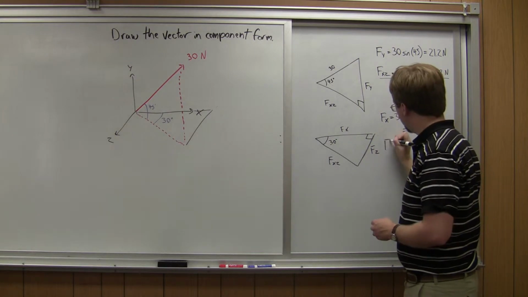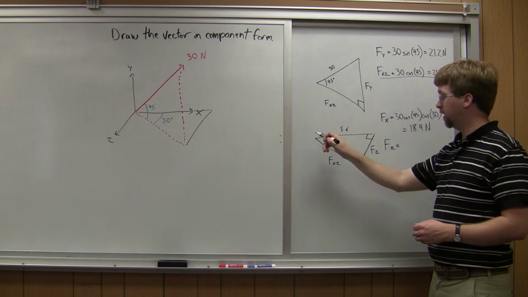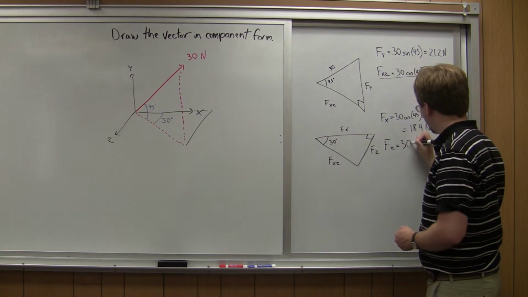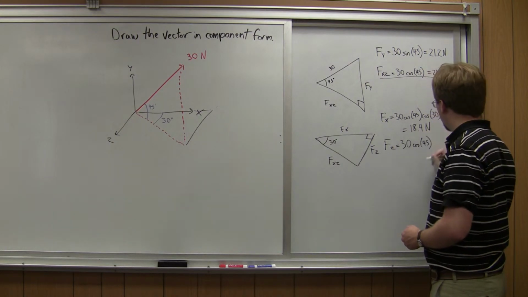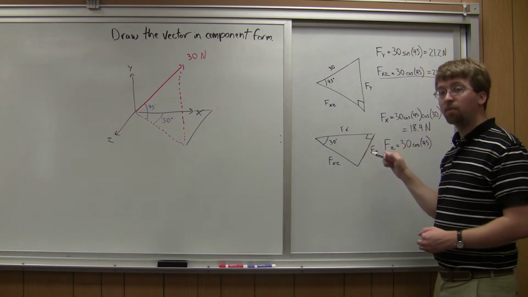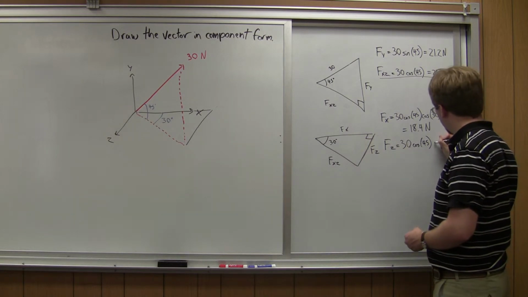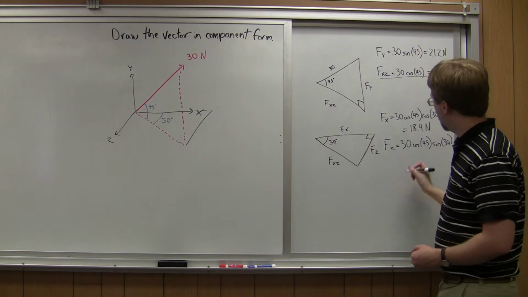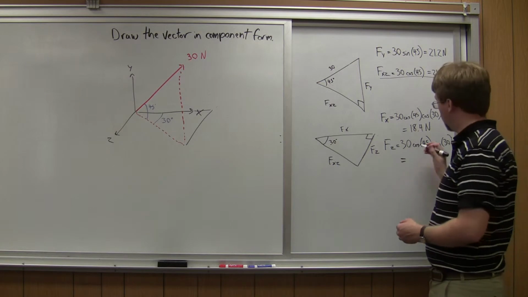And Fz is again equal to the magnitude of the hypotenuse. So Fxz is 30 cosine of 45. And this time Fz is the opposite side, so it's going to be times the sine of 30. And so this ends up being equal to approximately 10.6 newtons.